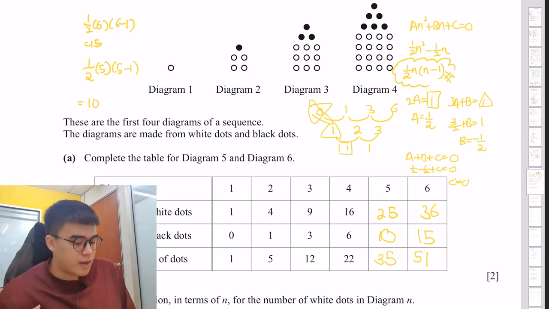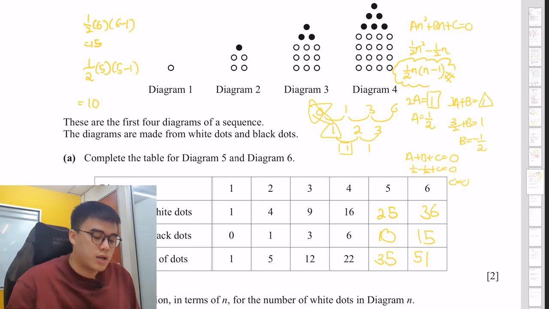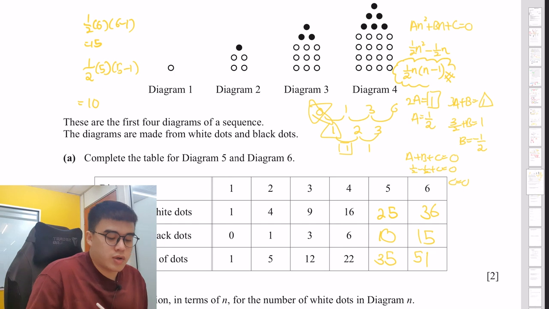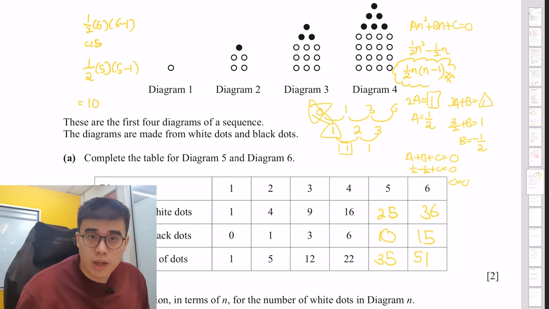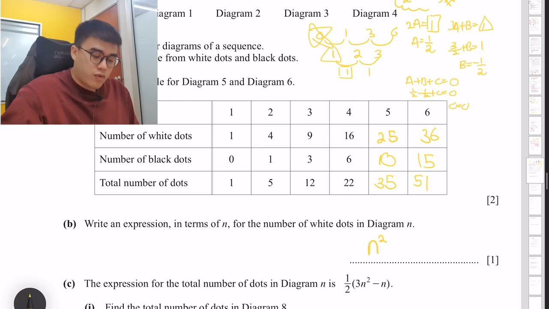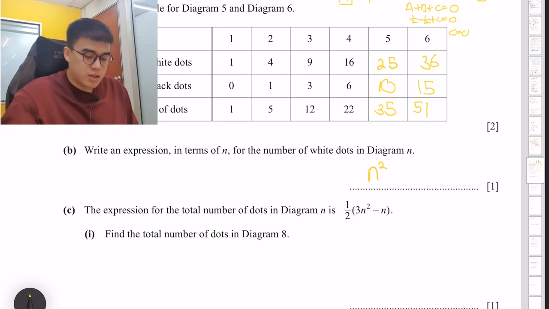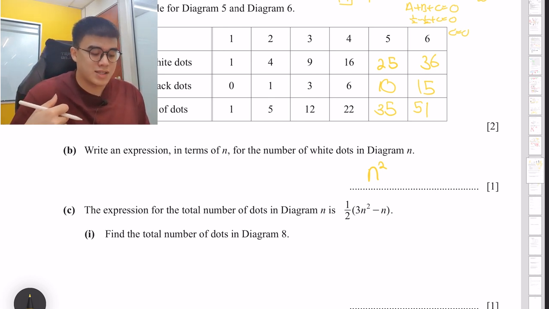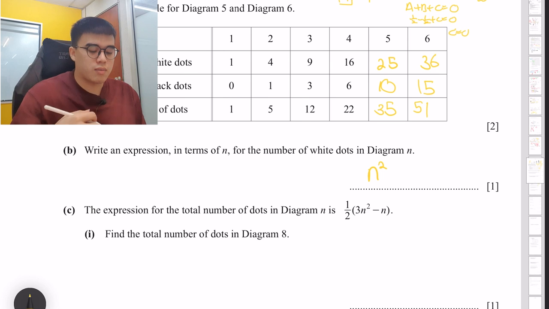Write an expression to show the numbers of dots in N. Okay, white dot here will be N squared, because when 1 was being squared, you get 1. 2 being squared, you will get 4. As for part C, the expression of the total numbers of dots is 1 over 2, bracket 3n squared minus n. Find the numbers of dots in the 8 diagram.